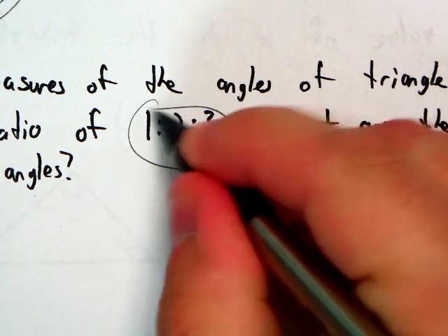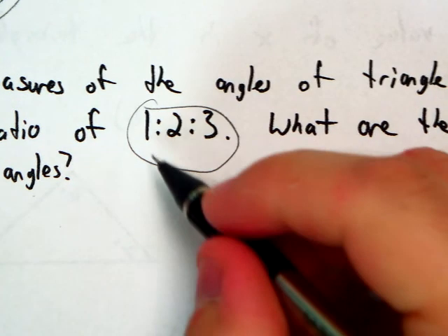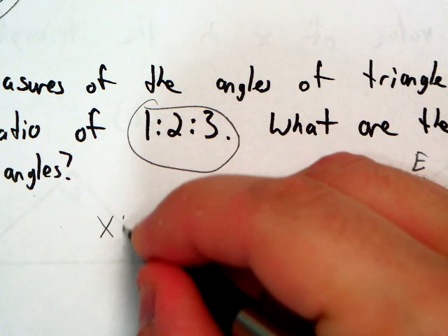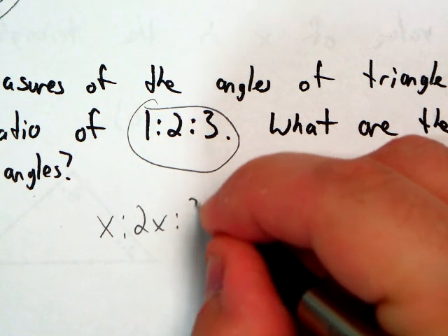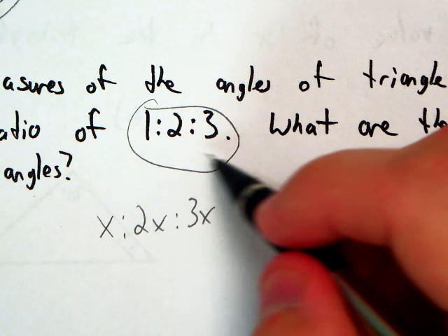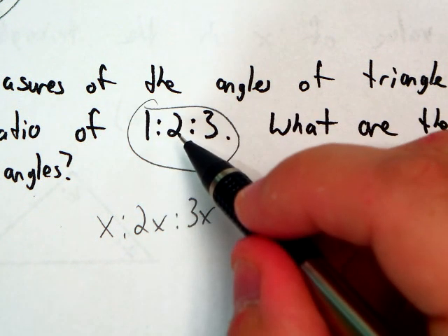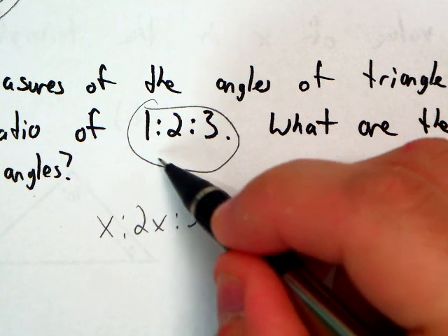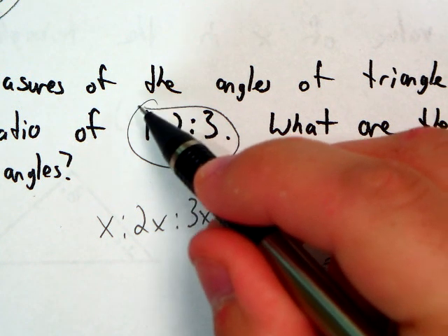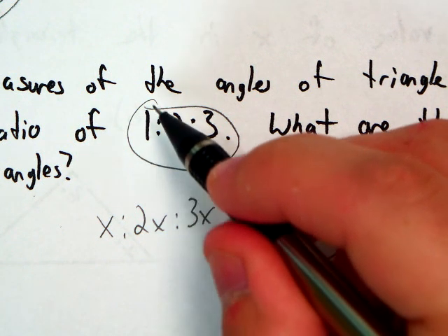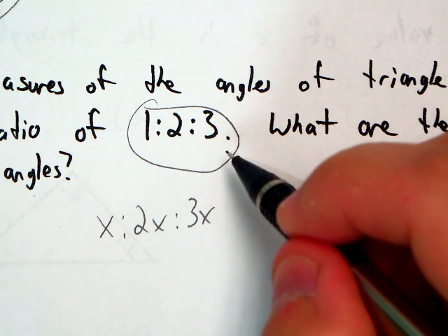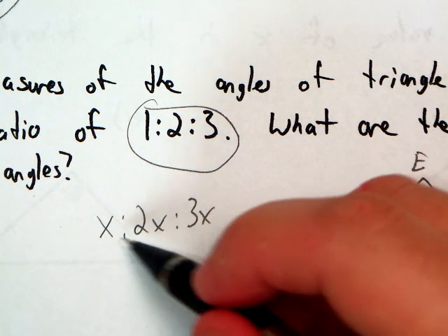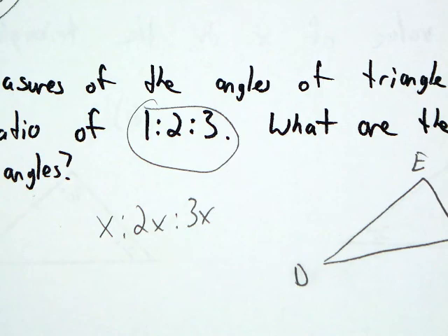So what we do with this ratio is we attach a variable to each one of these numbers. So really this is going to be X to 2X to 3X, because that's really what this ratio says. This middle number is twice as big as the first number, and this one is 3 times as big as the first number. So really it's this first number that we need to find in order to solve the rest of it. So if we convert each one of those from 1 to 2 to 3 to X to 2X to 3X, that'll be more beneficial to us.